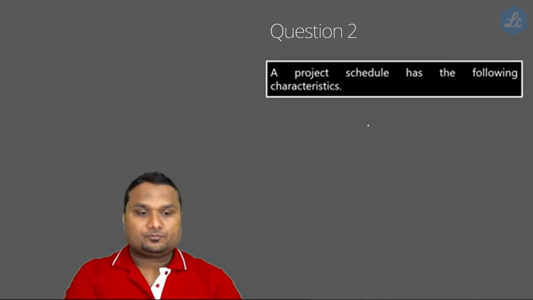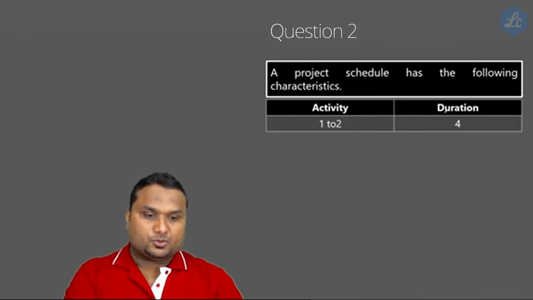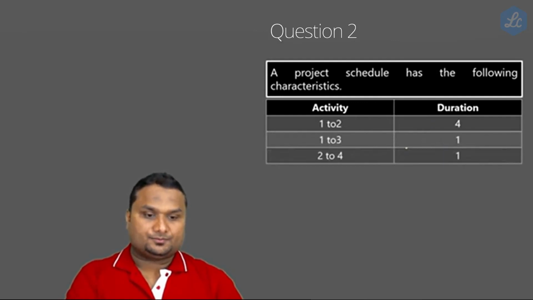Now first you write down the question. A project schedule has the following characteristics. There are two columns. First column is activity, second column is duration. Activity 1 to 2, it is 4. 1 to 3, it is 1. 2 to 4, it is 1.